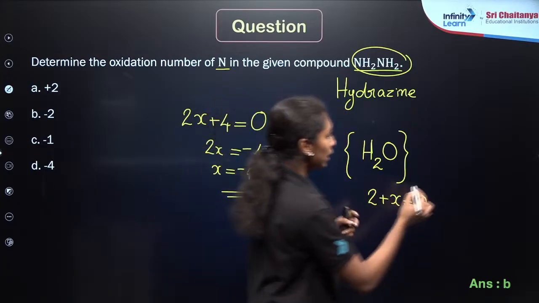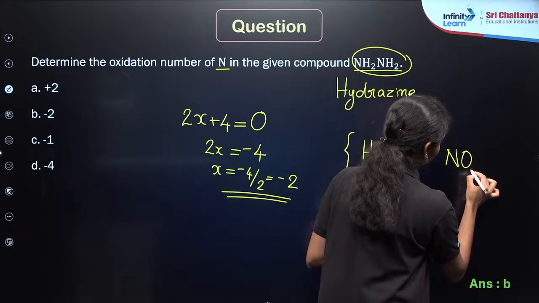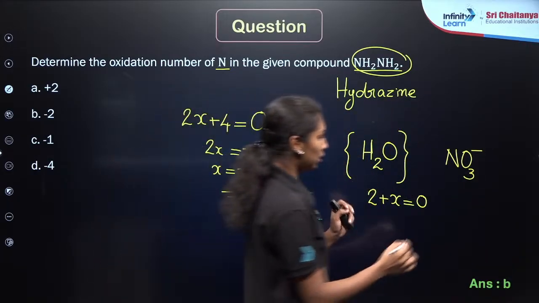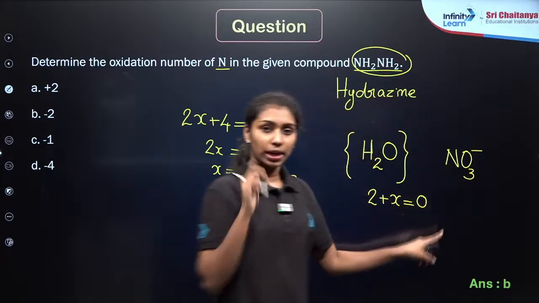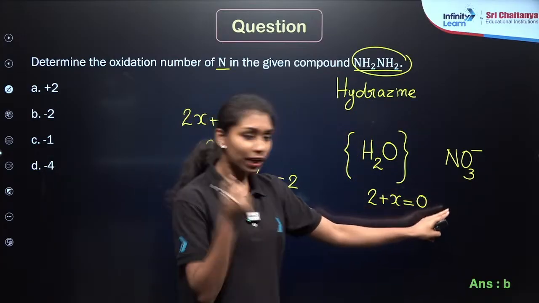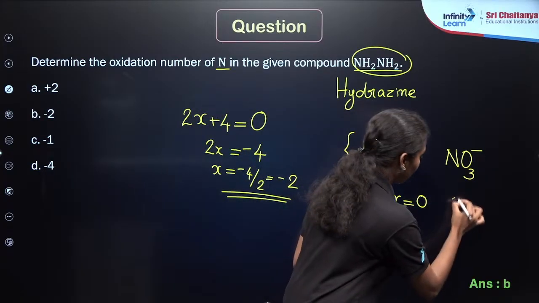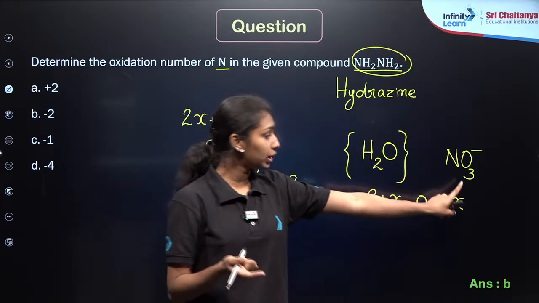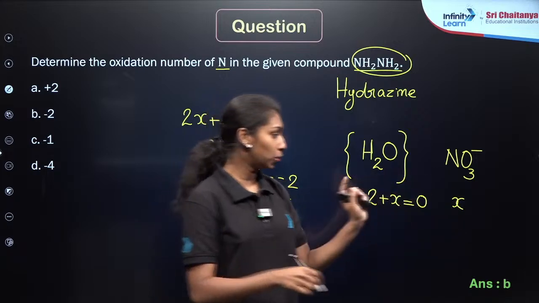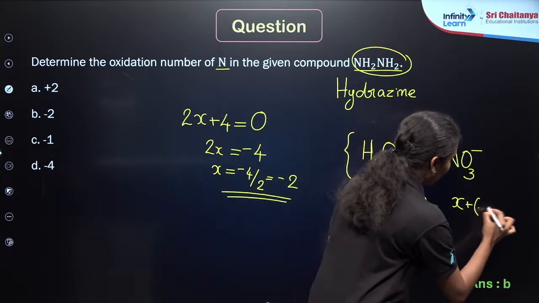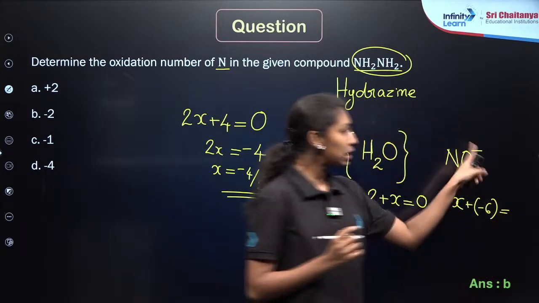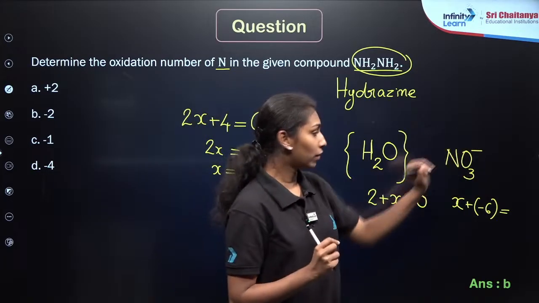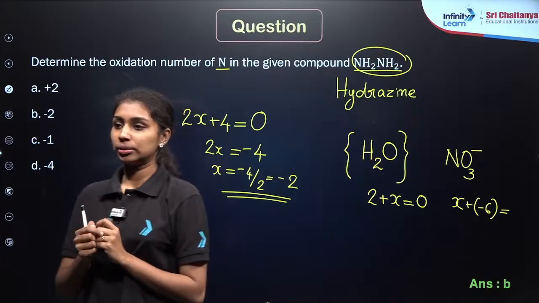If, for example, you are taking NO3 minus, we need to find out the oxidation number of nitrogen. If you want to find the oxidation number of any element, we can just take it as x here. So x, and for 1 oxygen atom it will be -2, right? For 3 oxygen atoms it will be 3 into -2, that is equal to -6. So x plus -6 is equal to, what will be the sum here? In the case of an ion, it will be the charge given over it. Are you getting my point, Arush?